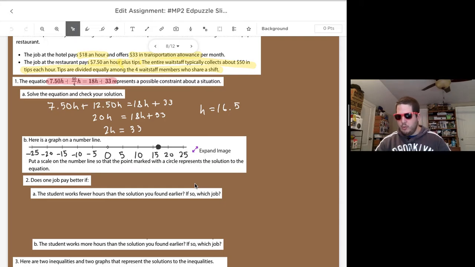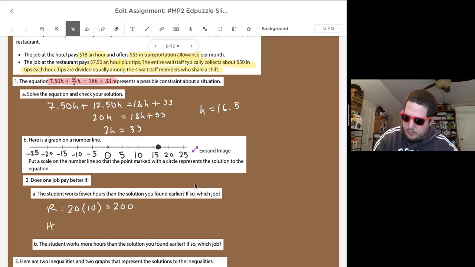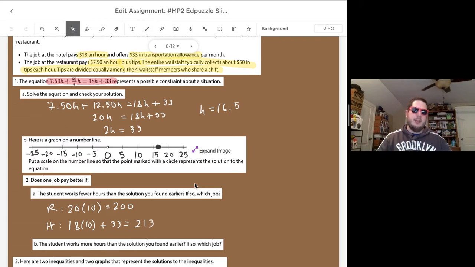Let's just say, for example, that you work 10 hours. At the restaurant, we figured out you basically get paid $20 an hour. So 20 times 10 would be $200. So that's the restaurant. At the hotel, it'd be 18 times 10, but then plus 33. So when I do that, I'm going to get 213. So yes, if you work fewer hours, it's better to work at the hotel.